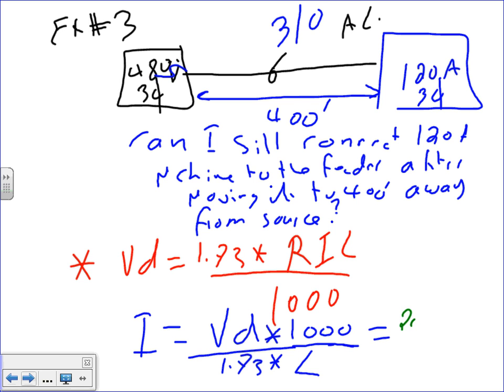It's 208 times 0.03. Why 0.03? Times 1,000. Why 1,000? Formula, Chad. Divide by 1.73. What's the length? 400. Did we miss anything?